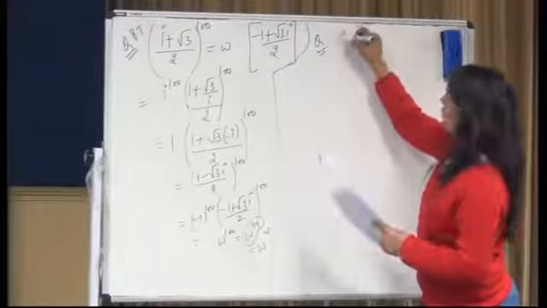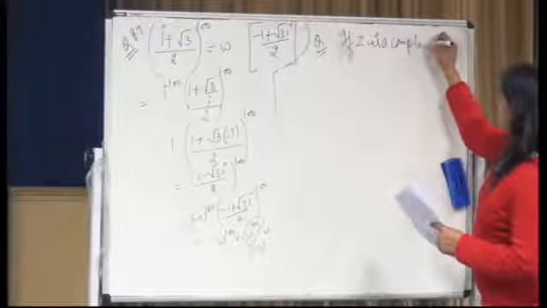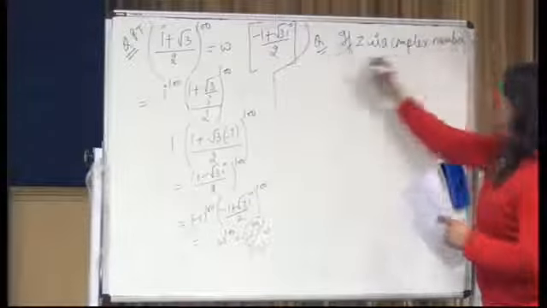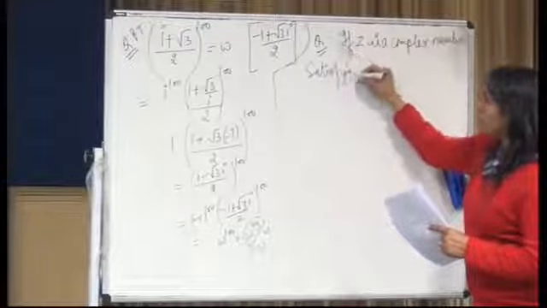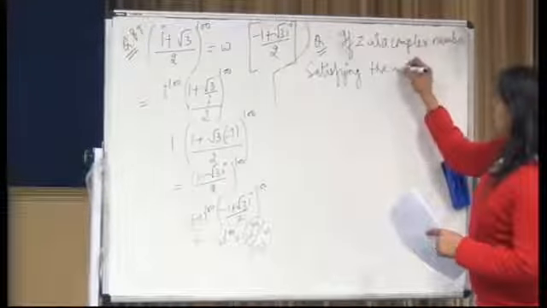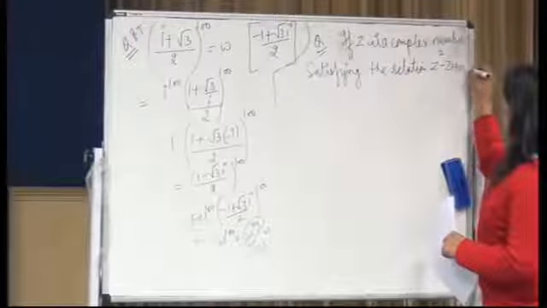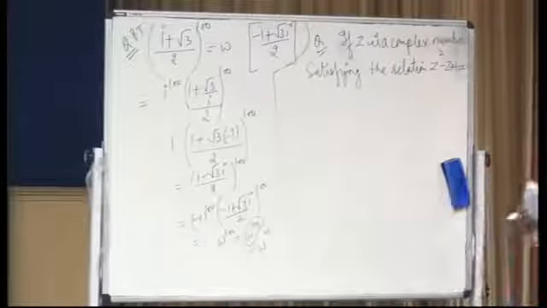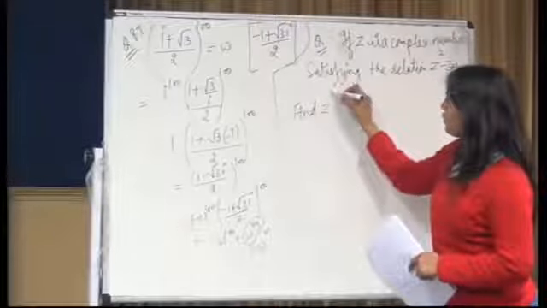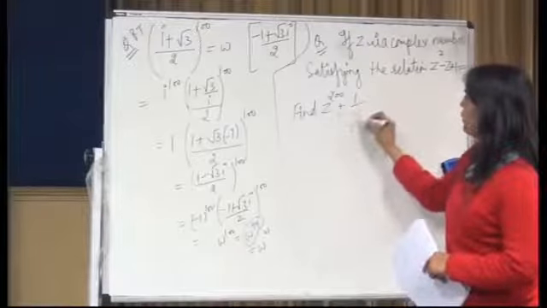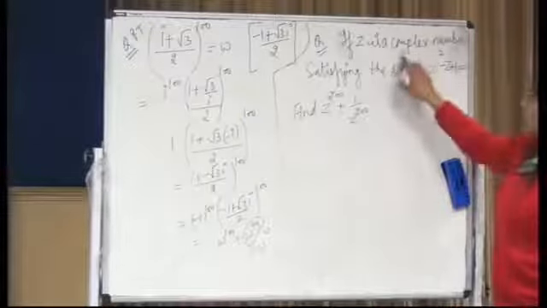Question: if z is a complex number satisfying, now see for this problem also, satisfying the equation or the relation z square minus z plus 1. If z is a complex number satisfying this relation, find z to the power 200, or any power you can calculate. I am taking 200 only. You can answer me for any power. So how to move? z is a complex number satisfying this relation.